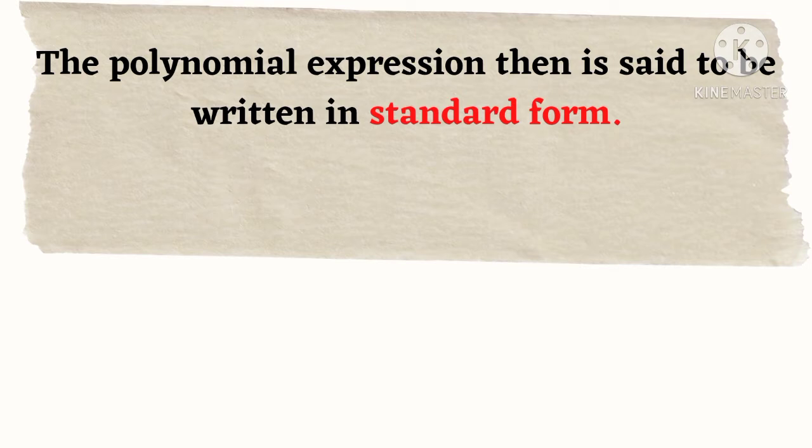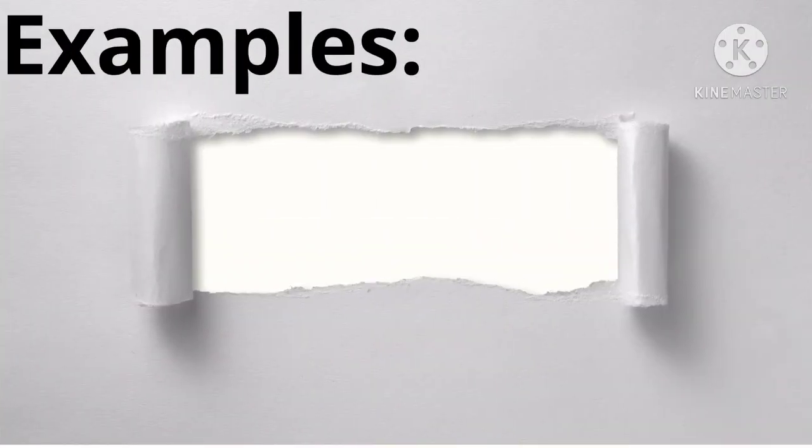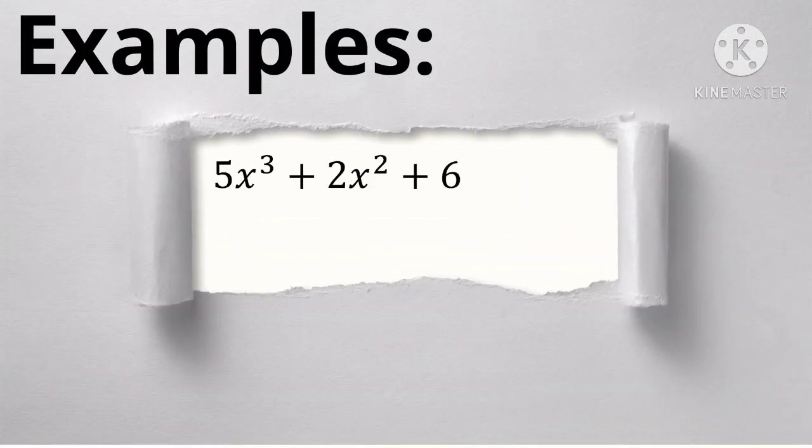Atong natun-an in the past lesson nga kinahanglan ato ang polynomial expression is written in standard form. And then, ang degree of polynomial function is determined by the highest power of its terms. So, let's have an example. Number 1, we have 5x cubed plus 2x squared plus 6. In this polynomial expression, we got 3 as the highest exponent or the degree, followed by 2, and then 6, which is the constant. So, makita nato nga naka-standard form siya.